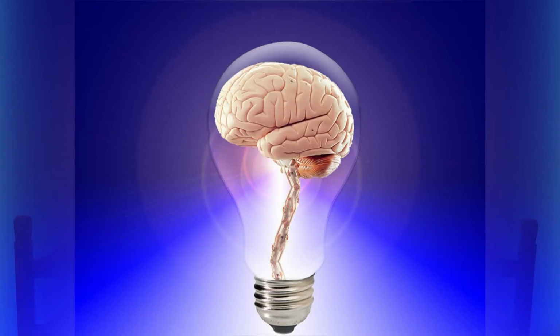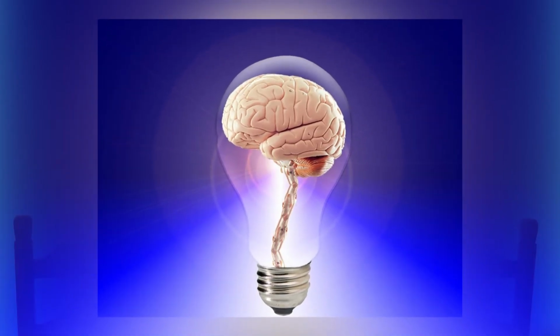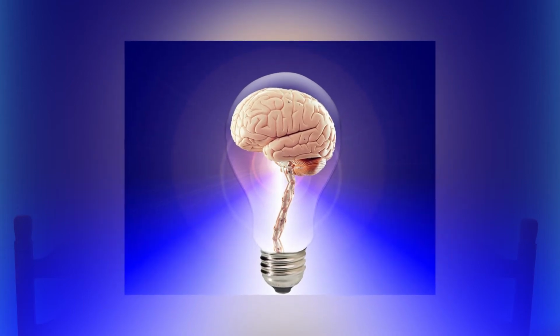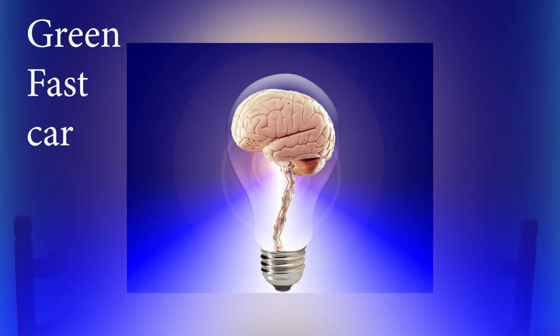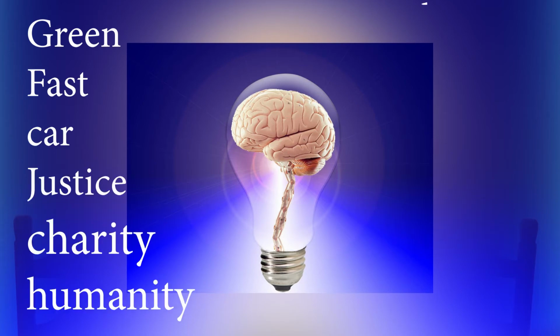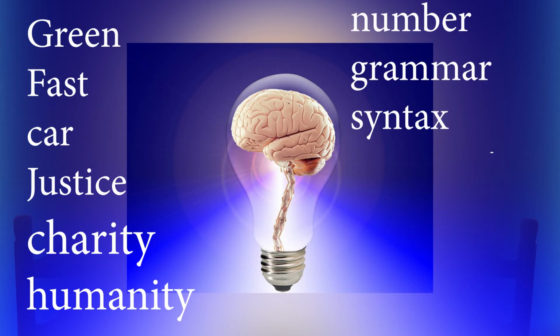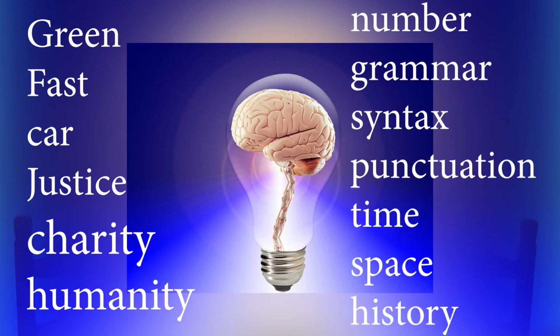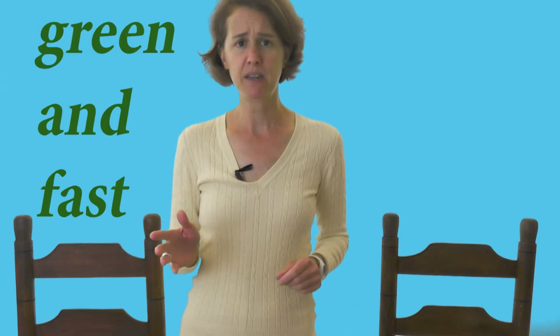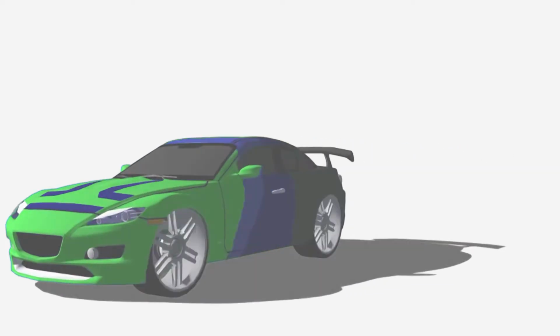Judgment or thought, however, is something that clearly goes beyond sense perception. The content of our minds includes all sorts of universal concepts like green, fast, car, justice, charity, humanity, number, grammar, syntax, punctuation, time, space, history. The list is endless. Some of these, like green or fast, might seem more closely related to sense experience. I might see a fast green car driving down the freeway, for example. But others, like charity and justice or history, certainly are not things we literally see in that way.